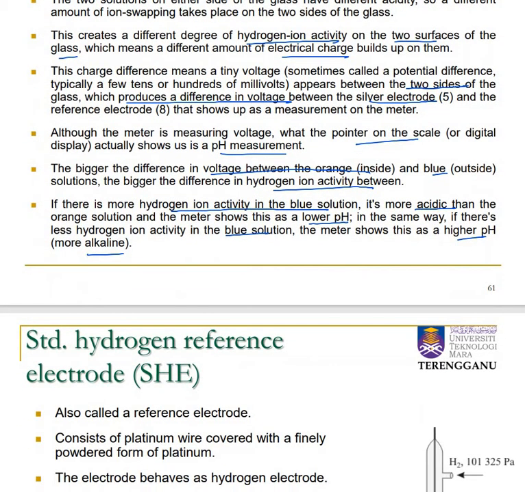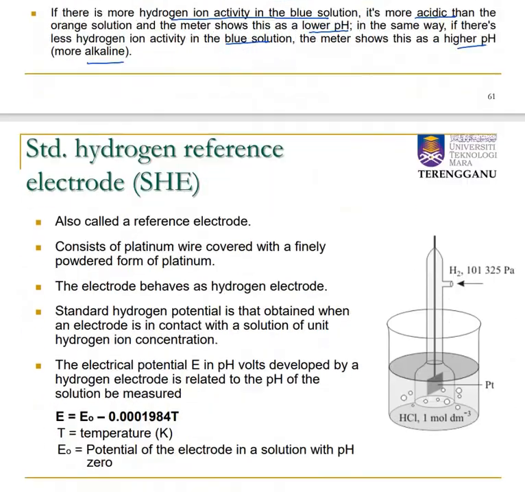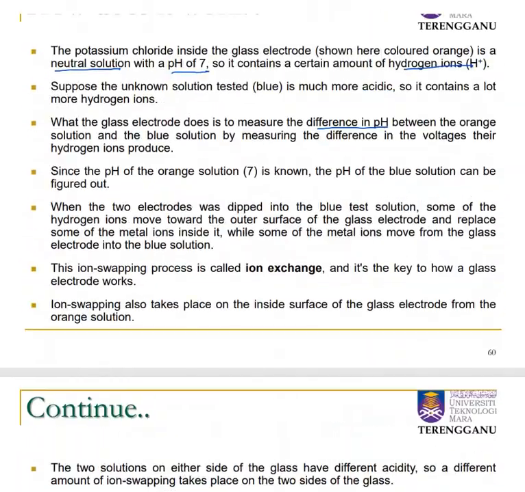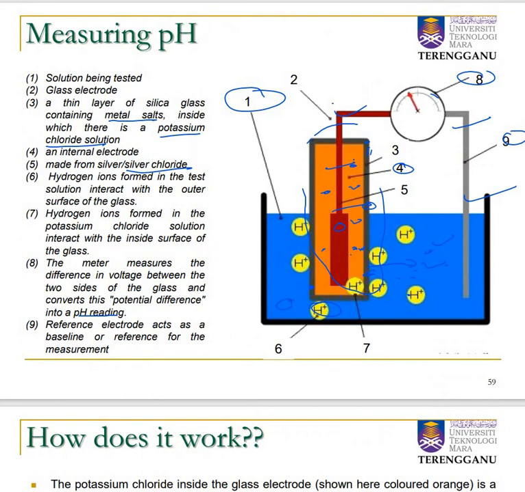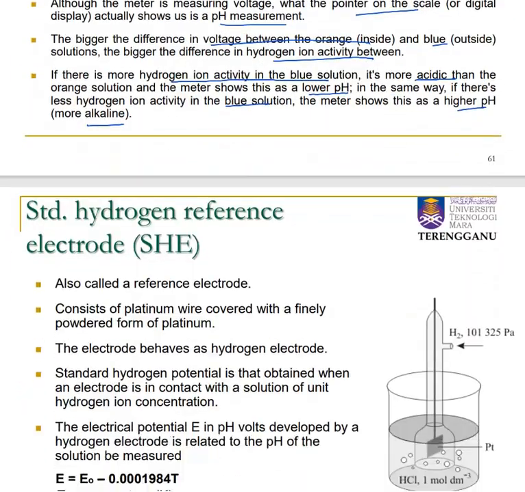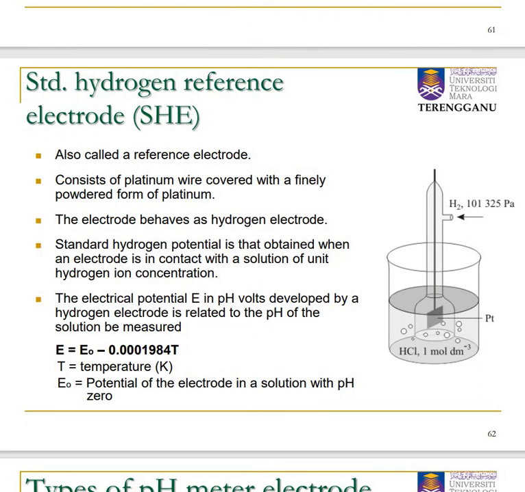Okay, so now we move to the standard hydrogen reference. Basically, this is an example of a half electrolysis cell. Just now we used this one as a reference electrode. In another way, we can use the standard hydrogen reference electrode to be our reference electrode.